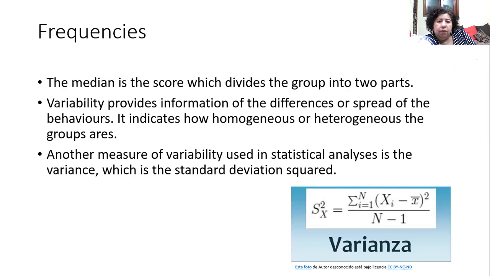And then, okay, others that we can find here is the median, which is the score which divides the group into two parts. And also there is variability, which provides information of the difference or spread of the behaviors, and it indicates how homogeneous or heterogeneous the groups are. Another measure of variability used in statistical analysis is the variance, which is the standard deviation score.